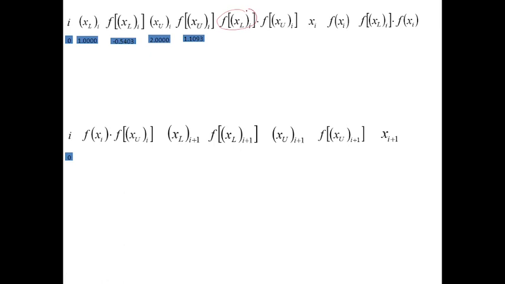Kunin natin yung product. f of x sub L sub i times f of x sub u sub i. Okay. So, at i equals 0. Ano yung sagot? Ano yung multiply natin dyan? Ito. Negative 0.5403 multiplied by 1.1093. Ano'ng sagot? Negative 0.5993548. Okay, negative.